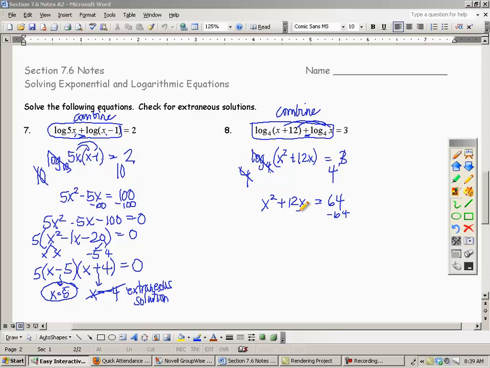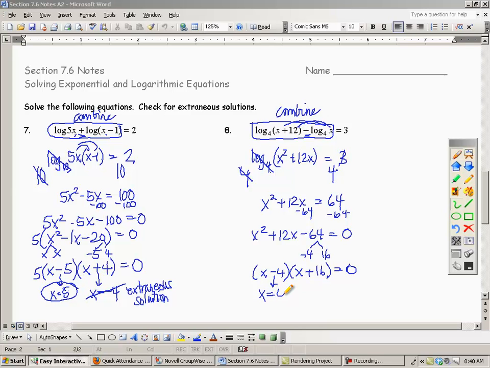I move the 64 over, so the process is still the same, it's just going to be different numbers. X squared plus 12x minus 64 equals 0. Now, how do you get 64? You can start listing out all the factors. To save us time, I'm going to tell you that it's 4 and 16. Now, which one's negative? The 12 has to be positive, so the bigger number is positive, so it's a negative 4. So x minus 4 and x plus 16 equals 0.